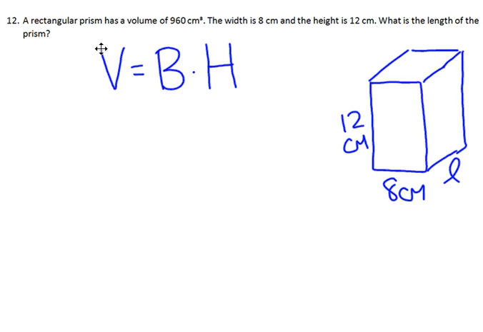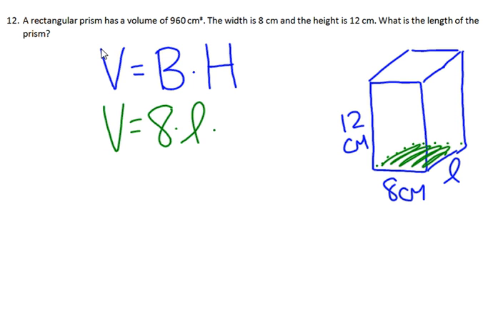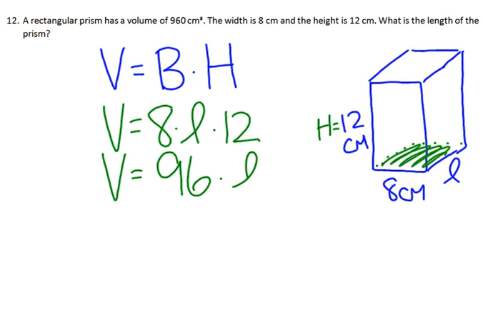So area of the base is going to be this rectangle right here. So area of the base is going to be 8 times length, and then the height is going to be 12, so times 12. From here, I can combine 8 times 12, and then I get 96 times the length. It also told us what the volume was, so actually instead of volume, I can substitute that with 960.